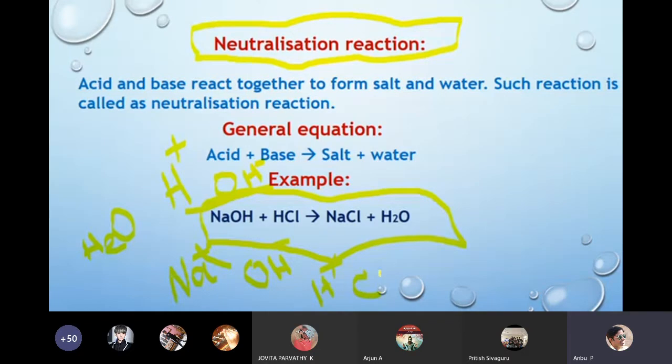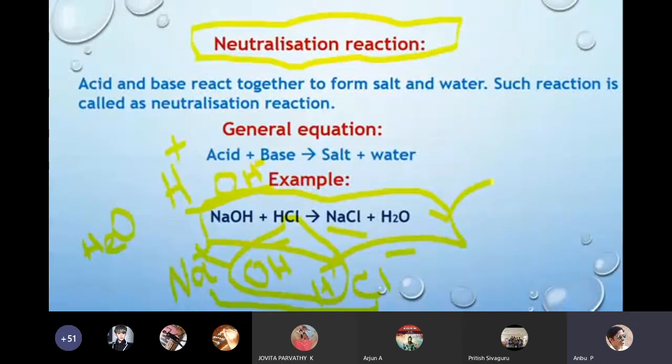Very simple. Combine the Na+ and the Cl-, it forms NaCl, and H+ and OH- form water. That is why it is called a neutralization reaction, because acid and base neutralize each other to form H2O. H+ and OH- together form a water molecule. Such reactions are called neutralization reactions. And can you say sodium hydroxide is a strong base or a weak base?